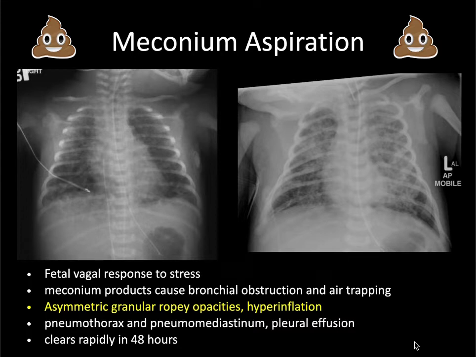Okay, this is an example of meconium aspiration. It's a stress response, and the meconium products cause bronchial obstruction and air trapping. You'll see hyperinflation of the lungs, asymmetric and granular ropey opacities. You may see a pneumothorax, pneumomediastinum, or pleural effusions, and usually these can clear pretty rapidly after 48 hours.